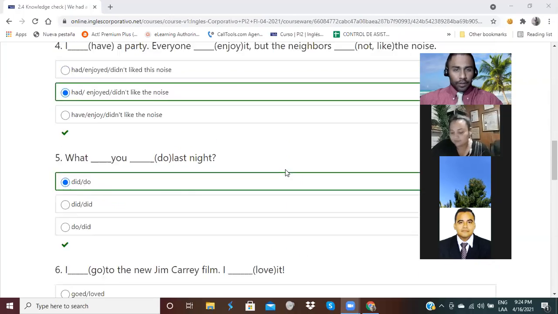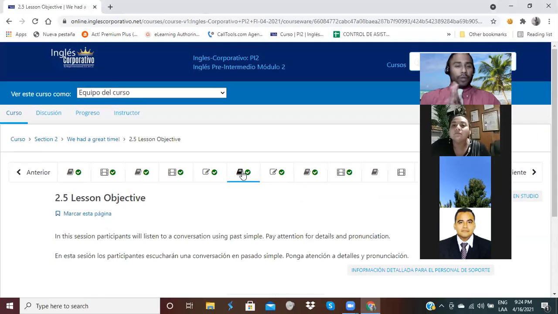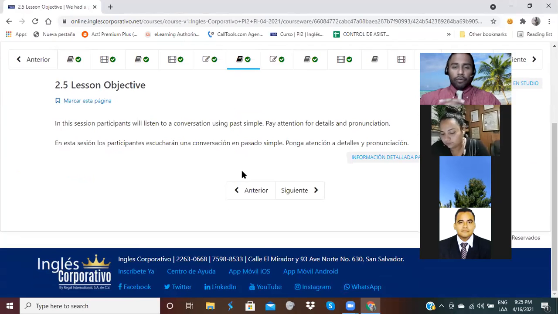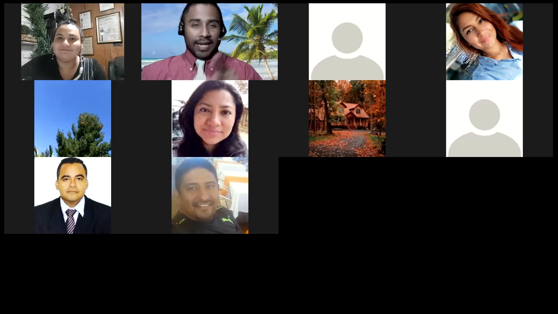Okay. So, let's continue. For the next activity, you are going to move forward and we're going to look at lesson 2.5. In this session, participants will listen to a conversation using past simple. Pay attention for details and pronunciation. En esta sesión, los participantes escucharán una conversación en pasado simple. Ponga atención a detalles y pronunciación. Are you ready? Ready. All right. Yes. I like that. Excellent. Very good. We're going to listen to the conversation.